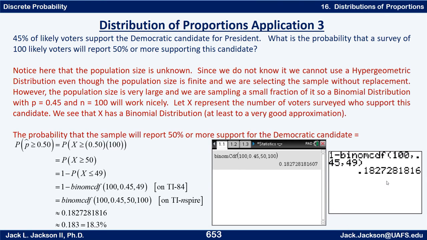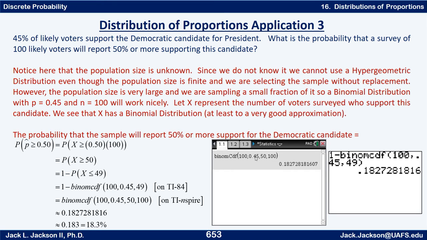So there it is with the TI-84 screen. Now, on the TI-Nspire, it works slightly differently, almost the same. You just do binomial CDF. You get that by doing menu, and then you can find it under either probability or statistics, and then go to distributions and find the binomial CDF.